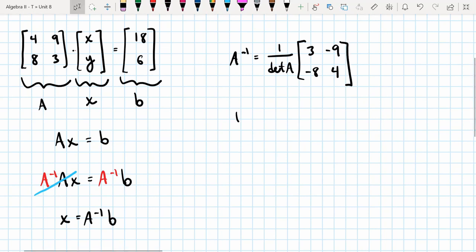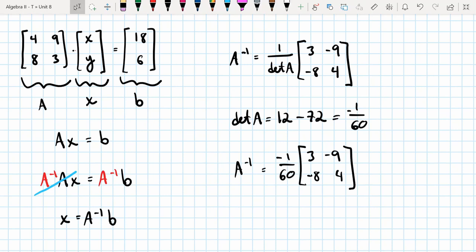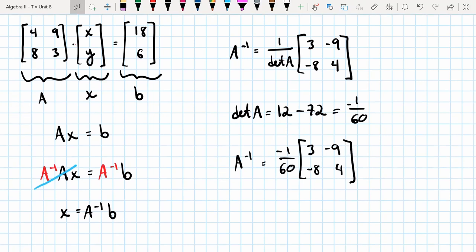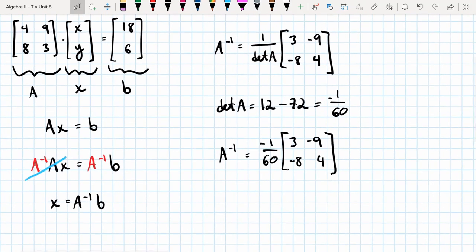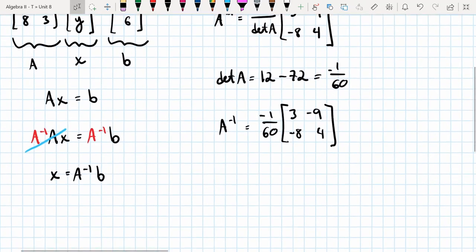Okay, let's find the determinant. That's going to be 12 minus positive 72, which is negative 60. So the inverse is defined as negative 1 over 60 times 3, negative 9, negative 8, and 4. And let's just leave it like this. It's just going to make the multiplication a little bit easier. We'll have to deal with fewer fractions.